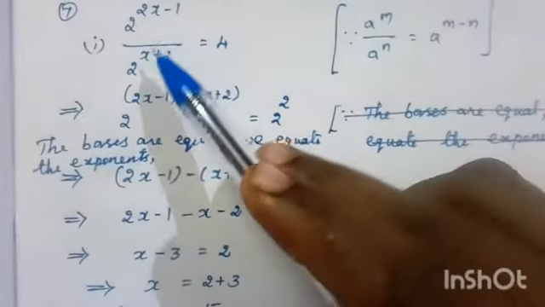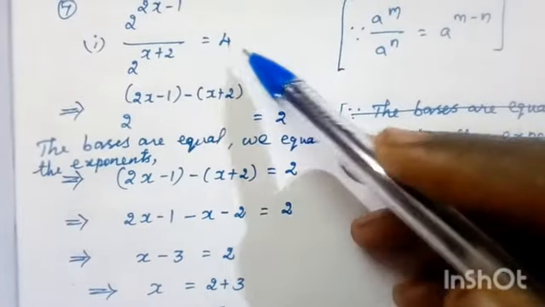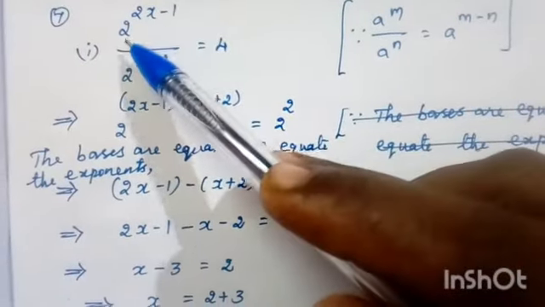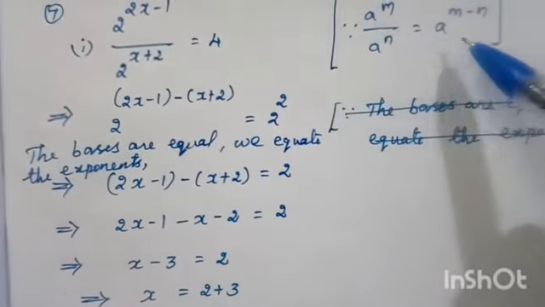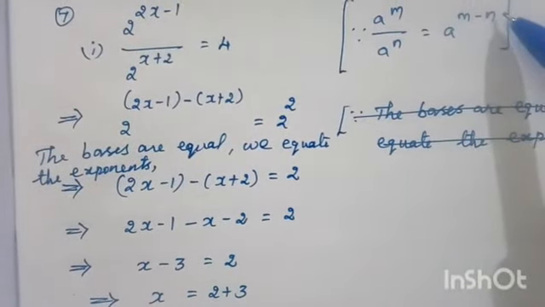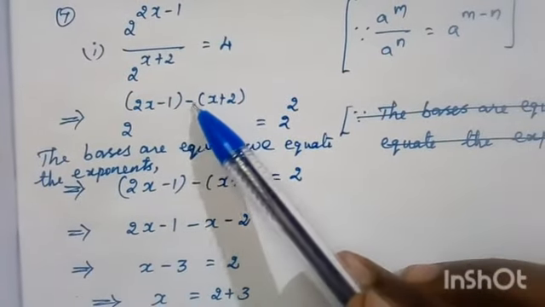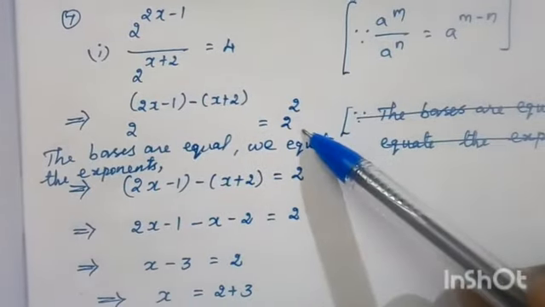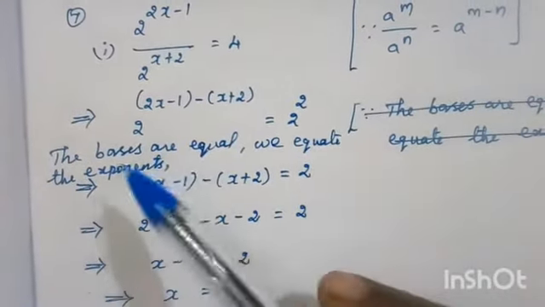Seventh, first problem. First you write the question, 2 power 2x minus 1 by 2 power x plus 2 is equal to 4. In the left hand side, listen, the bases are the same. So a power m by a power n equals a power m minus n. So that is 2 power 2x minus 1 minus of x plus 2 is equal to, this 4 is written as 2 square.